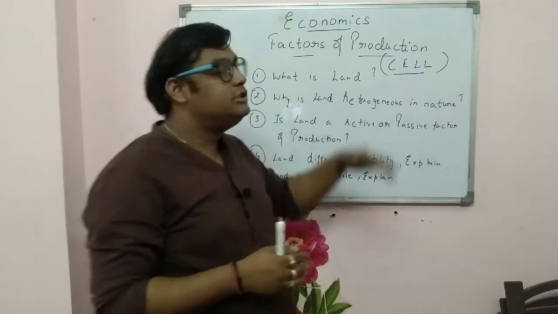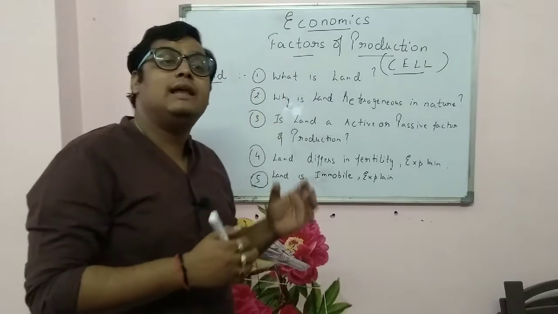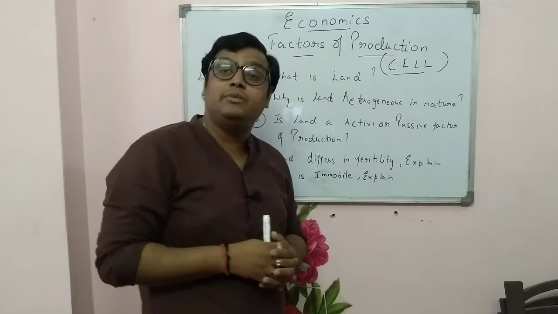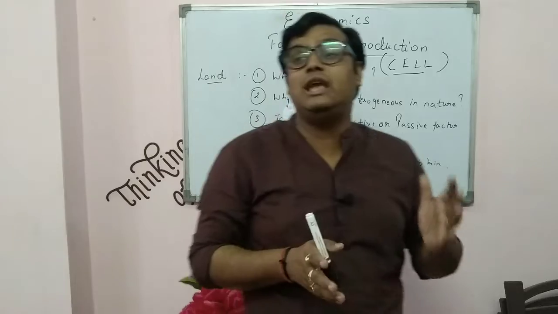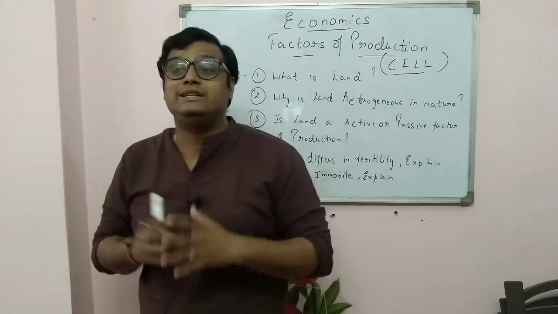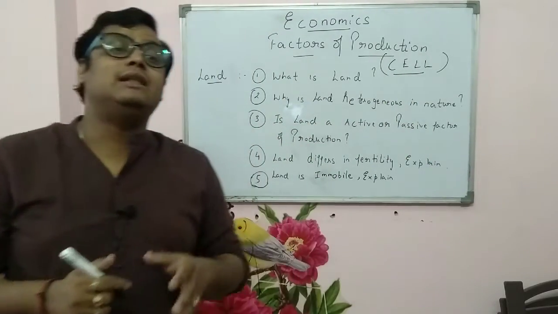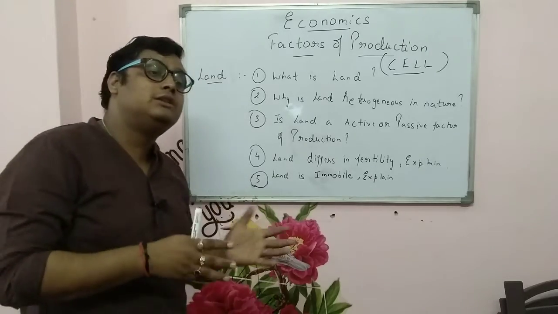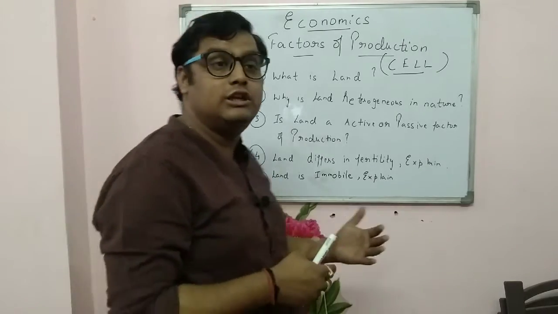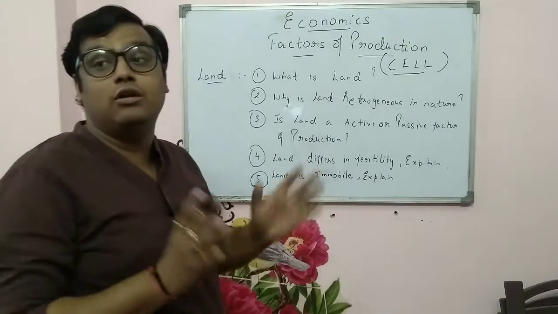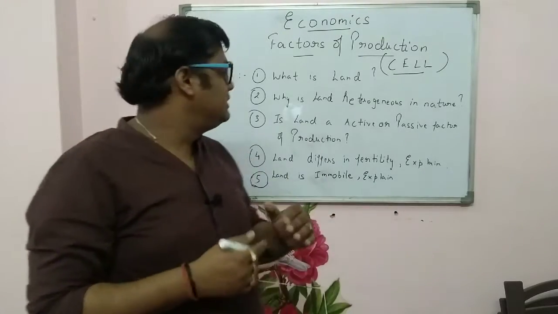So land is a heterogeneous factor of production, which means the land differs in fertility because the land is not the same in all the places. The texture of the land is different. The types of land are different, which leads to different quality of production, and it is not the same in all the places. I hope this is clear.